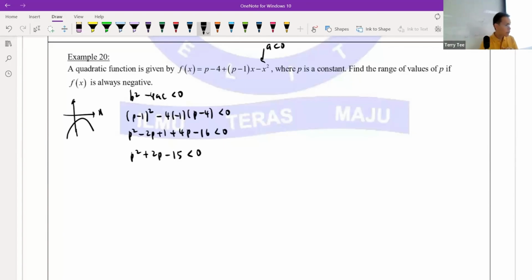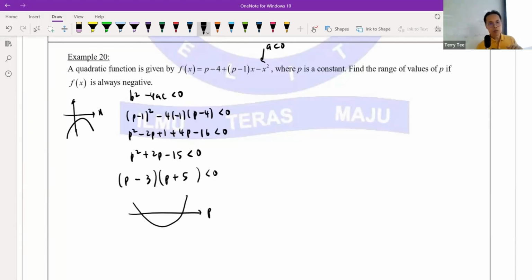Can factorize, right? What's a factor of 15? 5 and 3, yeah? So the bigger number is 5, 5 is positive, smaller number 3 is negative. Let's sketch the graph using quadratic inequality. The roots are either negative 5 or positive 3. So less than 0 means the region should be where?